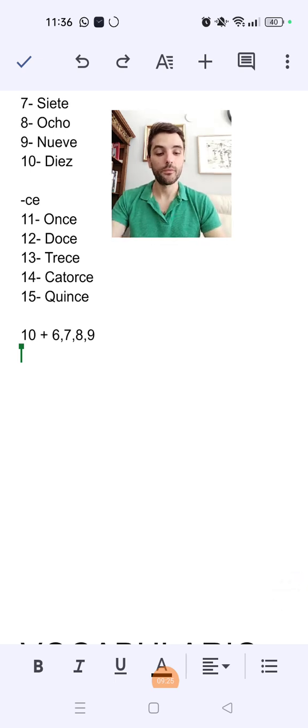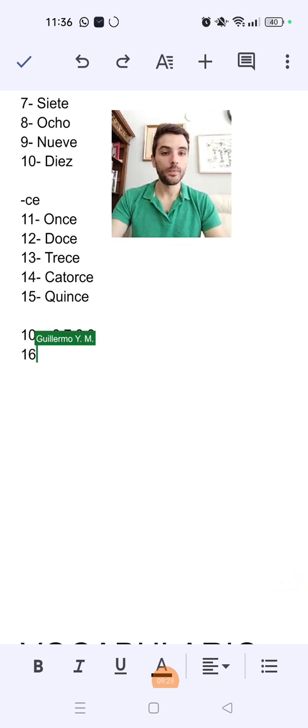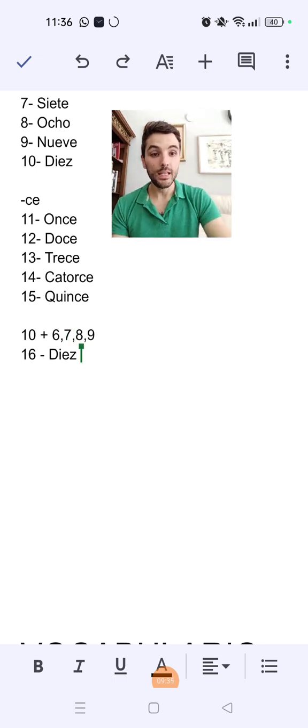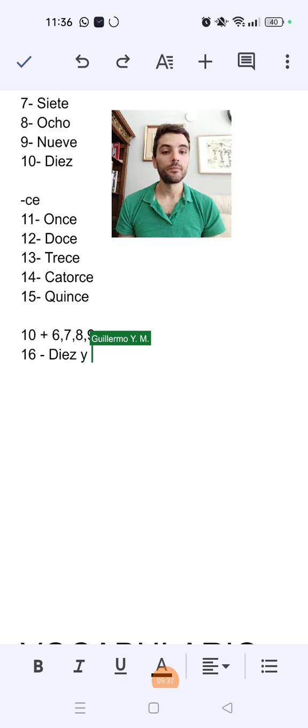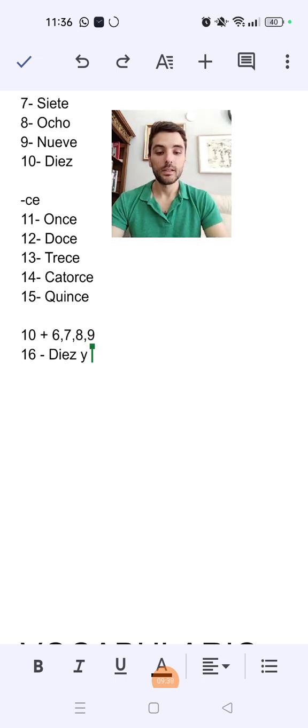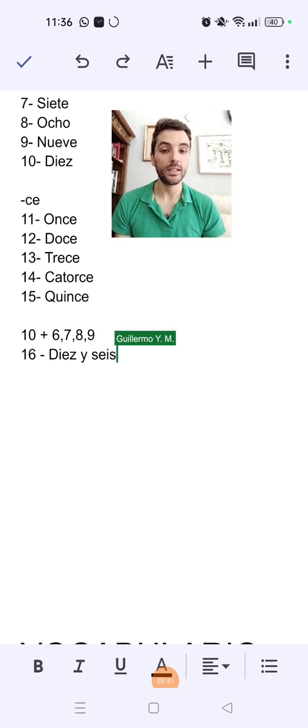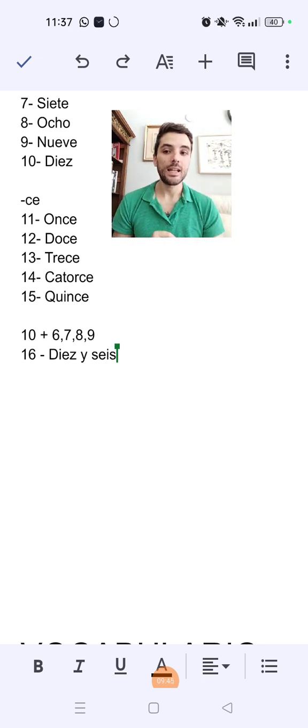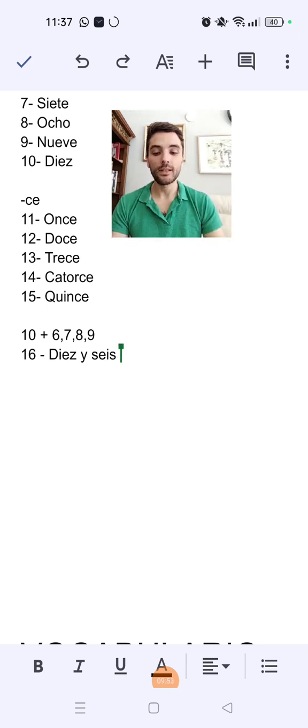So we have, for example, number 16, right? We have 10, that's 10. Then we have y, that's and, and then we have 6, which is 6. 10 y 6. Easy, right? Now the difficult part comes when we want to make it one word. Okay, to write it properly, we are going to have to write it in just one word.